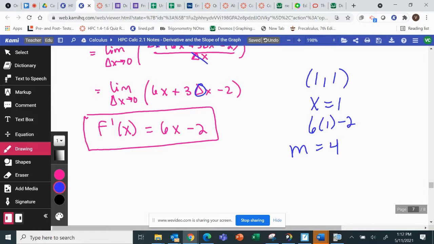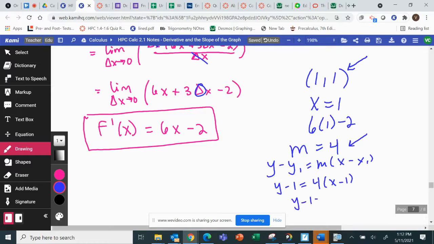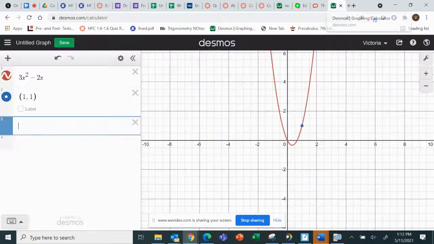Now, if the tangent line should pass through point 1, 1 and has a slope of 4, can we find that line? How can we find that line if we know a point and the slope? Point slope form. So we'll have y minus y1 equals m times x minus x1. So y minus 1 equals 4 times x minus 1. So I'm getting y equals 4x minus 3. So let me graph that.